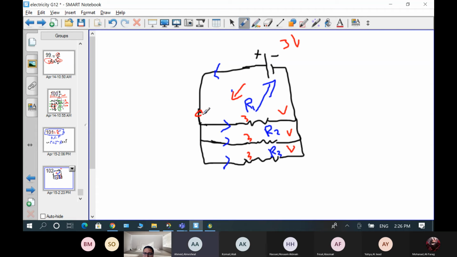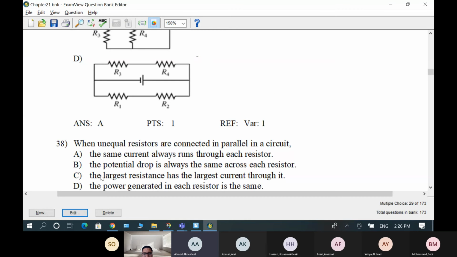So they will have the same amount of energy when they meet here. They can't go together side by side if they have different amounts of energy. So they have to lose the same amount of voltage across each resistance. So the answer is B. The potential drop is always the same across each resistance.